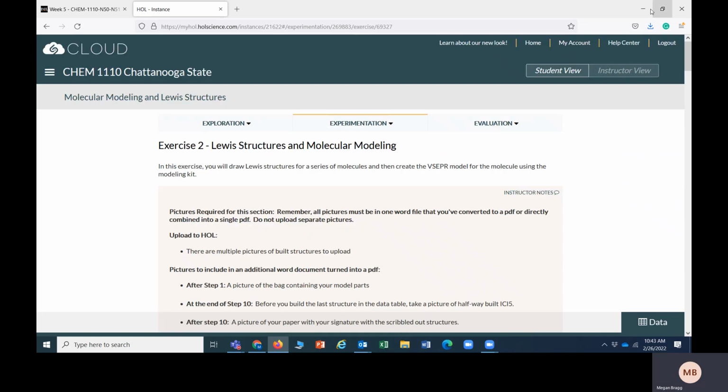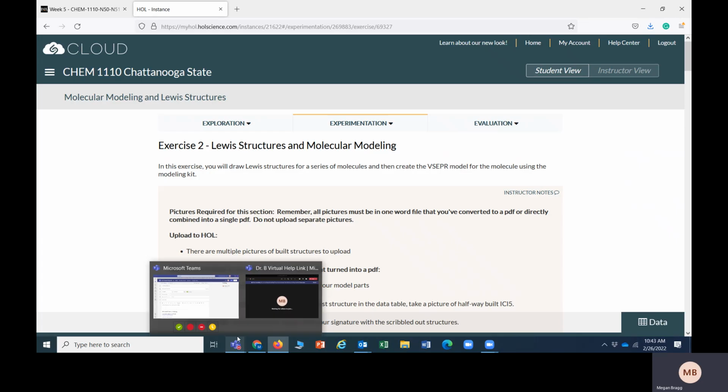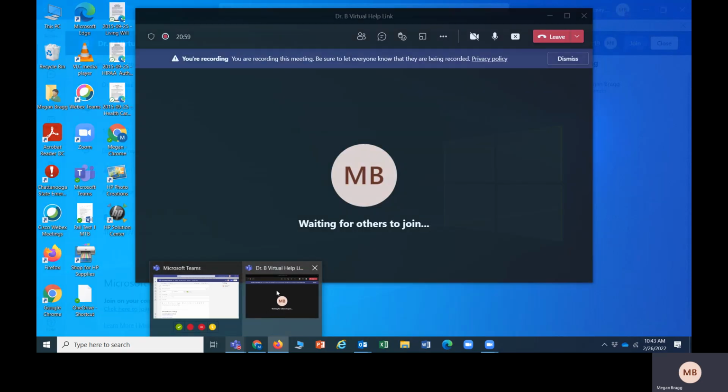All right, so hopefully that gets you through this lab and it makes more sense. The lab is all about just building structures and practicing your molecular geometry.